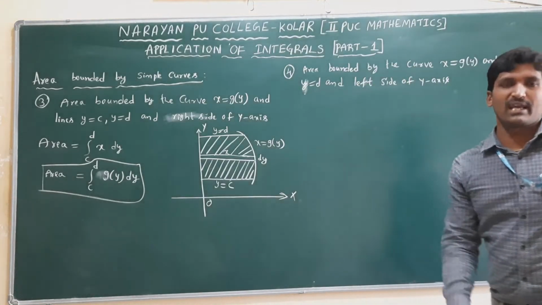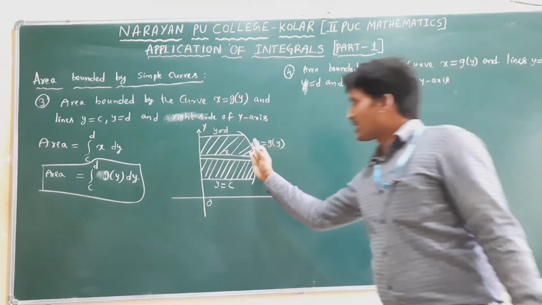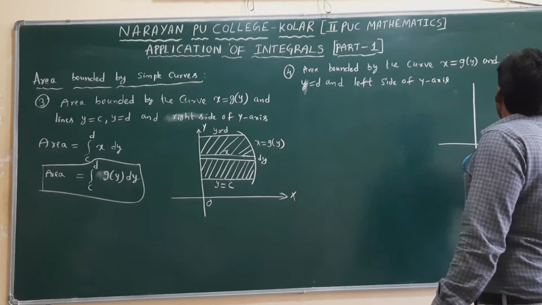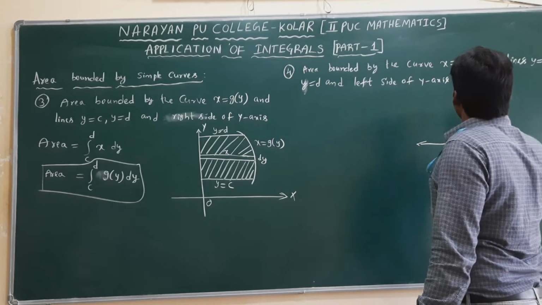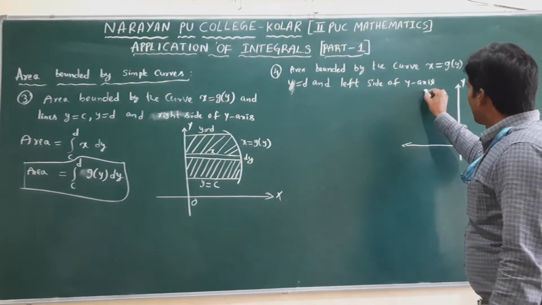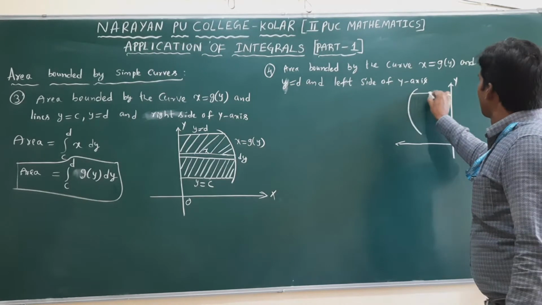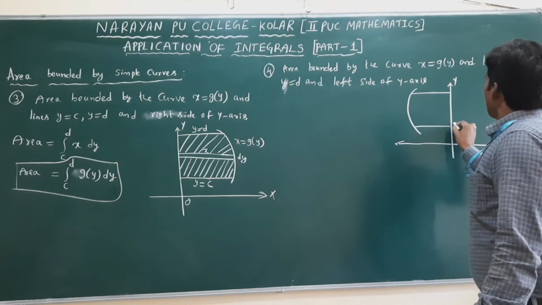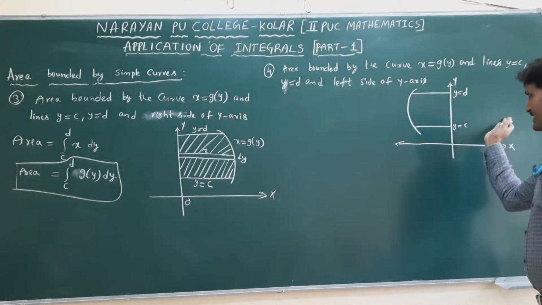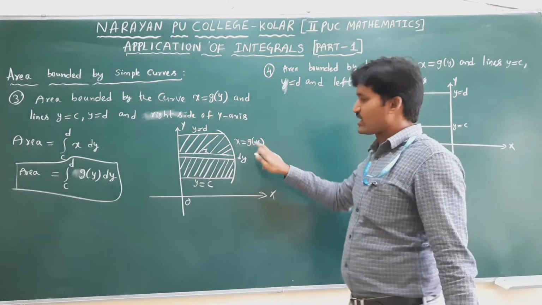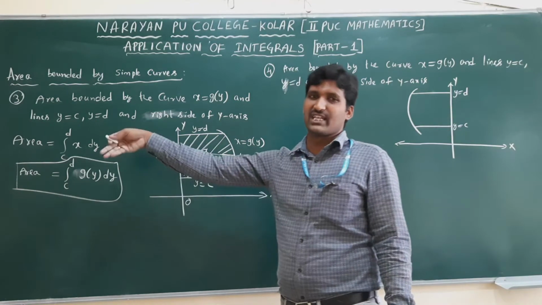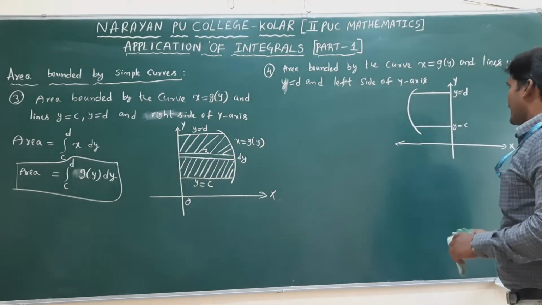Left side of the y axis. That means the region component will come to this side. Here this is the y axis, this is the x axis, this is y equal to c and this is y equal to d. Simple logic: on the right side, the x value is positive because x equal to g of y is greater than 0. On the left side of the y axis, the x value is negative, because we are taking x in terms of y.